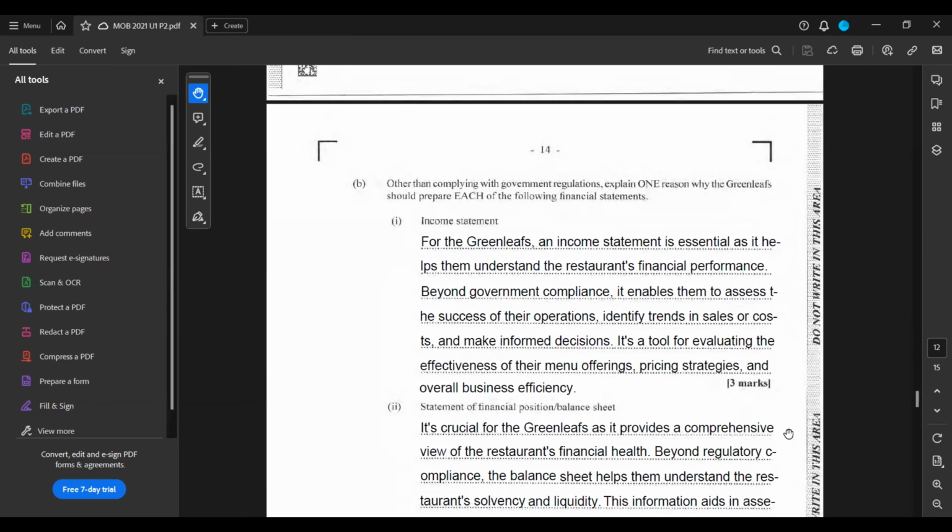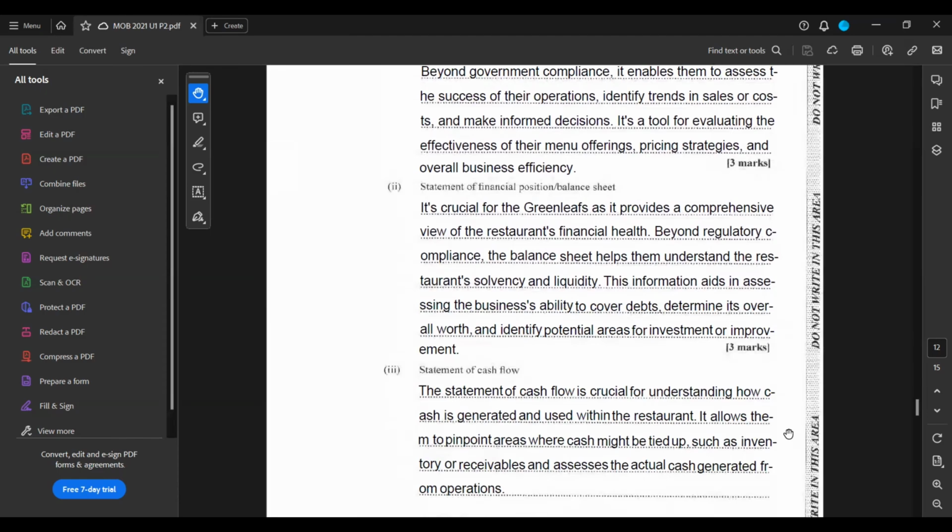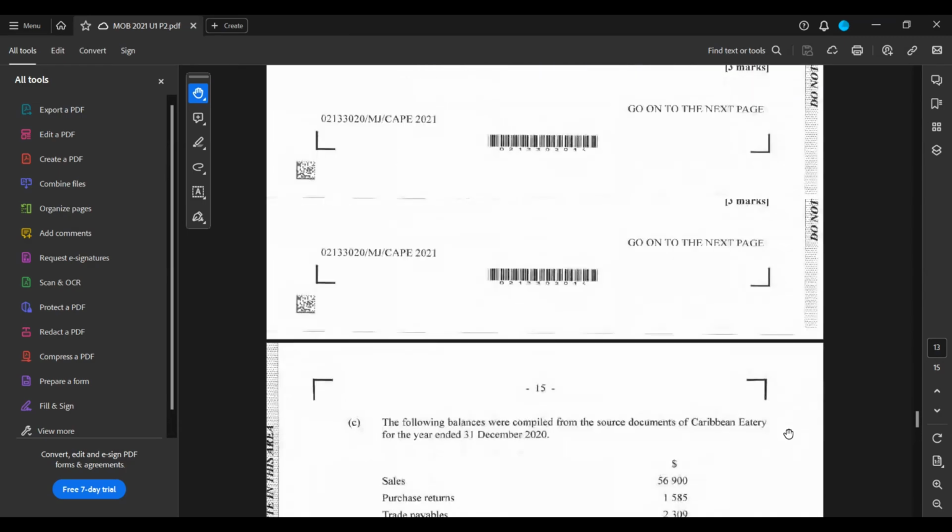Statement of financial position, or the balance sheet. It's crucial for Greenleafs as it provides a comprehensive view of the restaurant's financial health. Beyond regulatory compliance, the balance sheet helps them understand the restaurant's solvency and liquidity. This information aids in assessing the business's ability to cover debts, determine its overall worth, and identify potential areas for investment or improvement. And then we have the statement of cash flow.